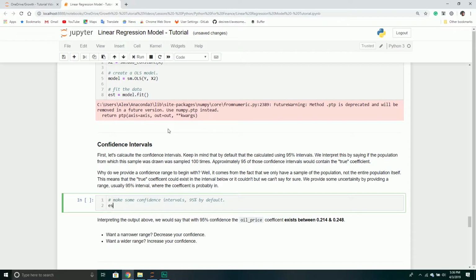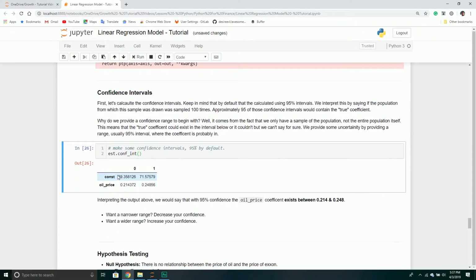Now, with the model that we have, all we have to do is call the confidence interval method. This is our confidence interval for our constant. Most times we can disregard the constant one. The one that I'm really concerned with is the oil price. So I'm saying with 95% confidence that my coefficient could be 0.21 or 0.24, somewhere in between that. If I want more confidence, I'm going to have to use a wider range, and if I want less confidence, I'm going to use a narrower range.